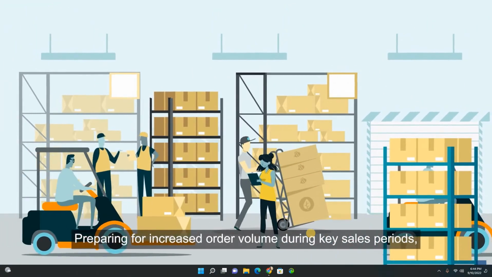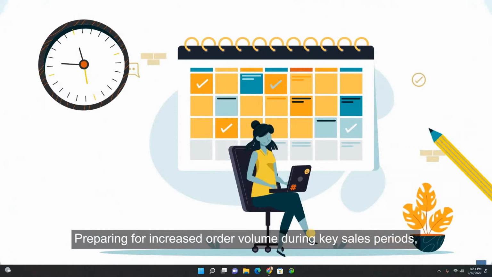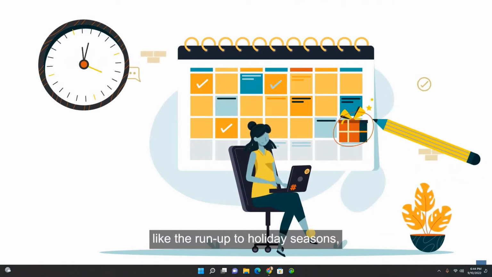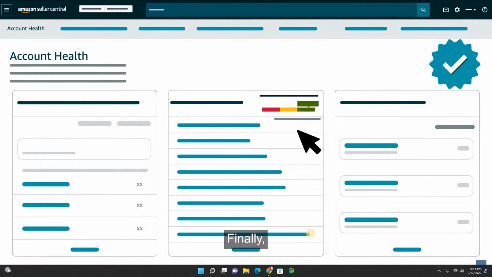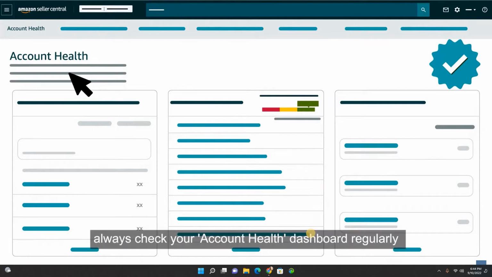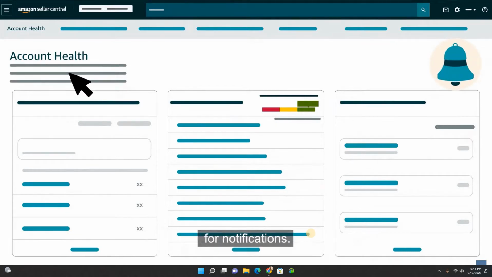Preparing for increased order volume during key sales periods like the run-up to holiday seasons can help you maintain a healthy LSR. Finally, always check your account health dashboard regularly for notifications.